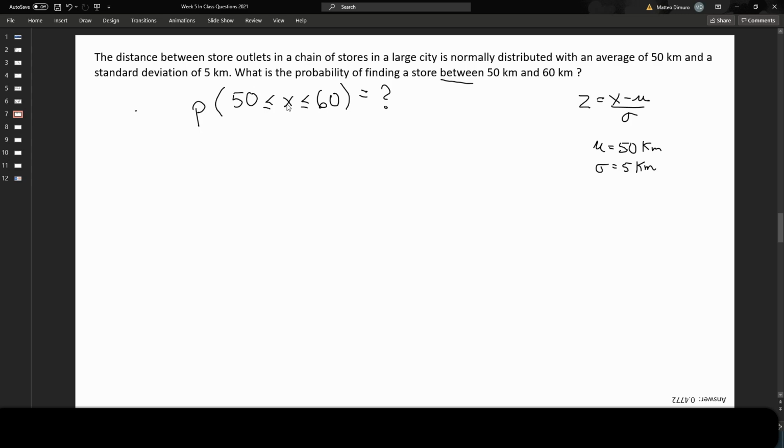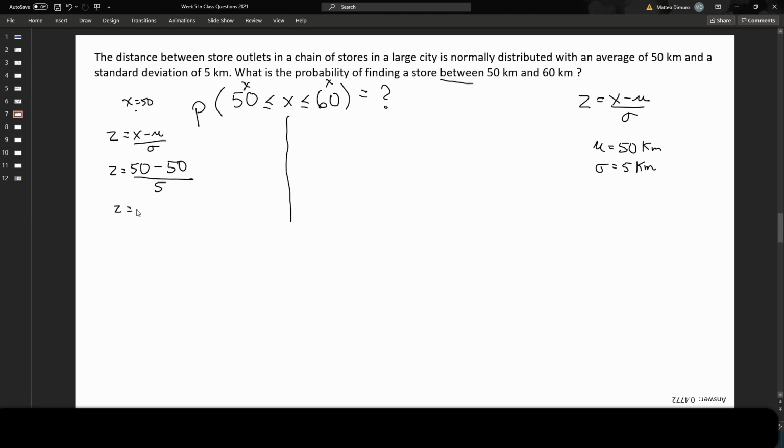So yeah, I digress. If we're going to do this, we're basically going to be finding two z values. And we're going to be subtracting the smaller one from the bigger one, basically, is how these questions work. So for one of them, we're going to be using the x value 50, and for the other one, we're going to be using the x value 60. So here we go. There's the formula. Let's go ahead and do x equal 50 on this side. So z equals 50 minus the mean, which is 50, divided by standard deviation of 5.